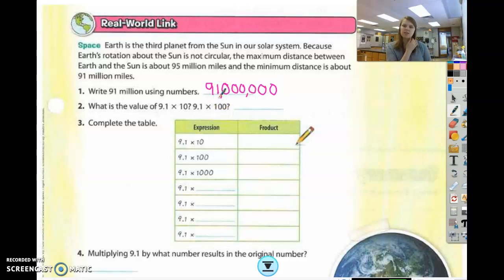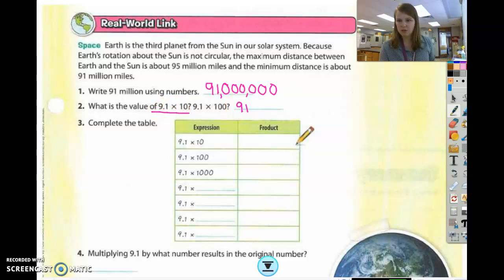Now they're asking us, what is the value of 9.1 times 10? And then 9.1 times 100. So for 9.1 times 10, we move the decimal over once when we multiply, right? Times 10 would be moving it over once, so the answer would be 91.